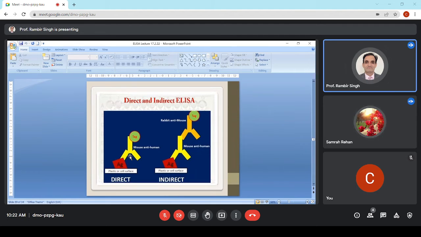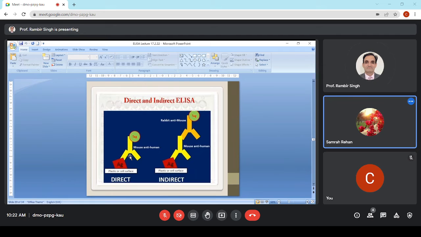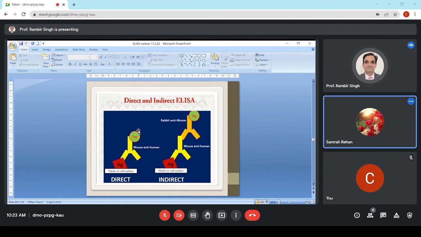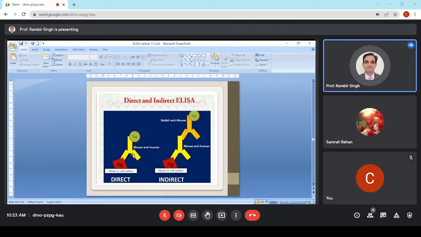So instead of doing that, we can produce monoclonal antibodies using hybridoma technology, and those antibodies are then linked with the enzyme. So this is direct: the antigen has its own antibody, and the antibody is tagged with enzyme. You take a pre-coated plate available in the market, which has antigen adsorbed on it. You simply put the labeled antibody, and then you will get the result.